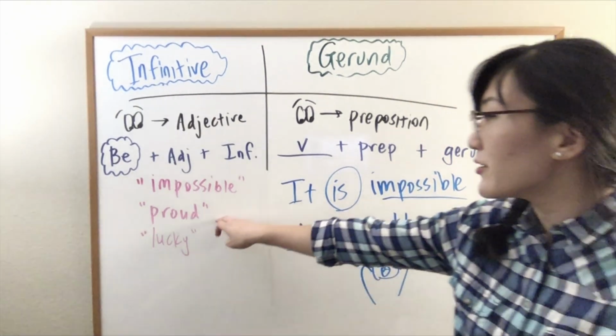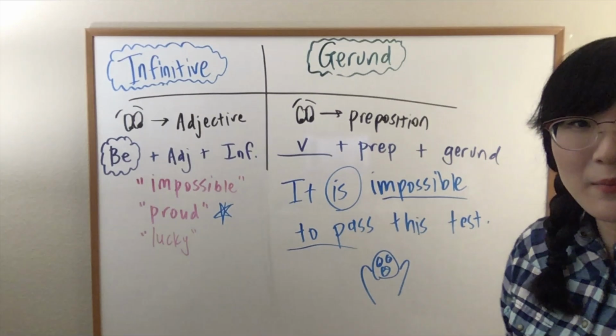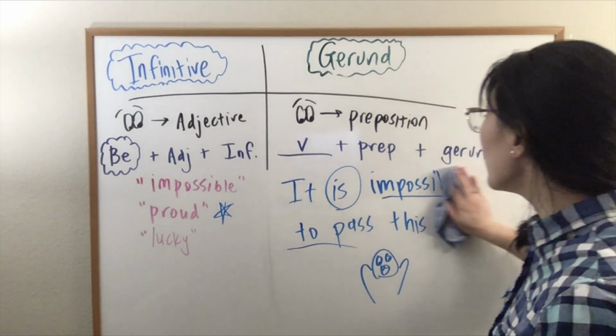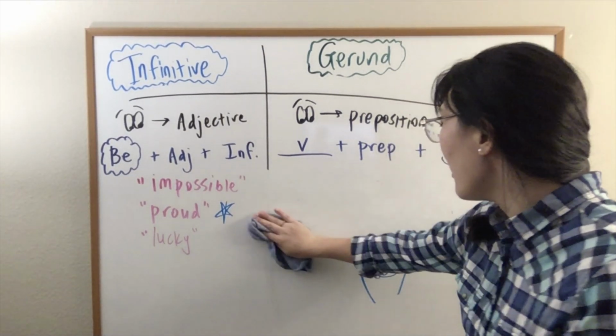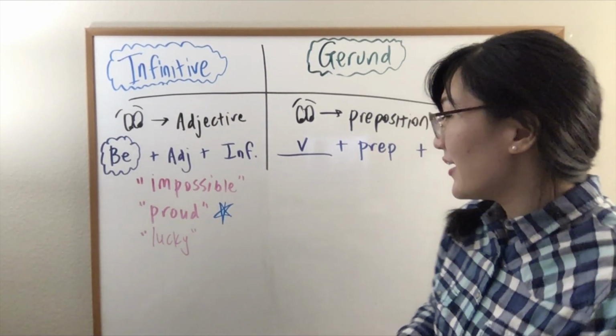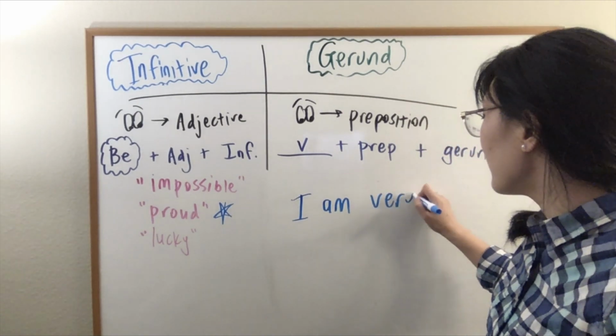Now let's look at another example, proud. I always use this to talk about my students. I am very proud of all of you, right? Learning English is not easy and it requires a lot of patience. So, I am proud. I am very proud.